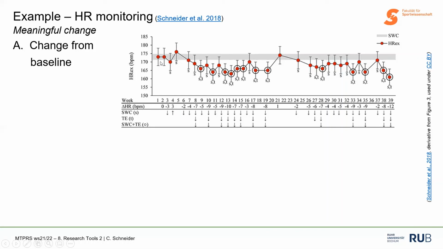So the uncertainty in the measurement is displayed in a typical error, in the error bar, basically, with all the different measures. What we also see is, in this case, for example, a reference range, the smallest worthwhile change, or a meaningful change that is again defined from the literature, which was 1% for submaximal heart rate, for example. And this is displayed as a horizontal bar.